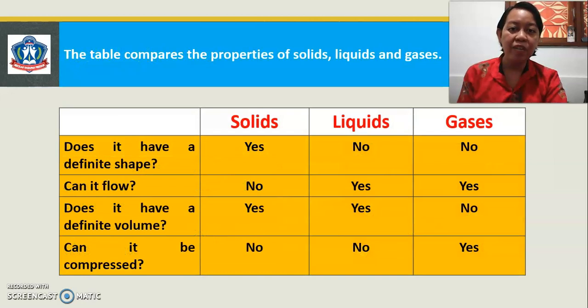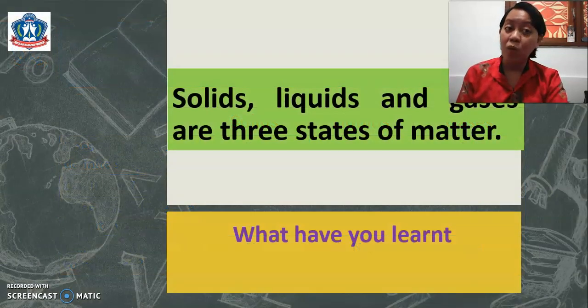And the table compares the properties of solids, liquids, and gases. So let's try to see the table below. Does it have a definite shape? For solids, yes. But for liquids and gases, no. Can it flow? For solids, no. For liquids and gases, yes. Does it have a definite volume? For solids and liquids, yes. But for gases, no. Can it be compressed? For solids and liquids, no. But for gases, yes.